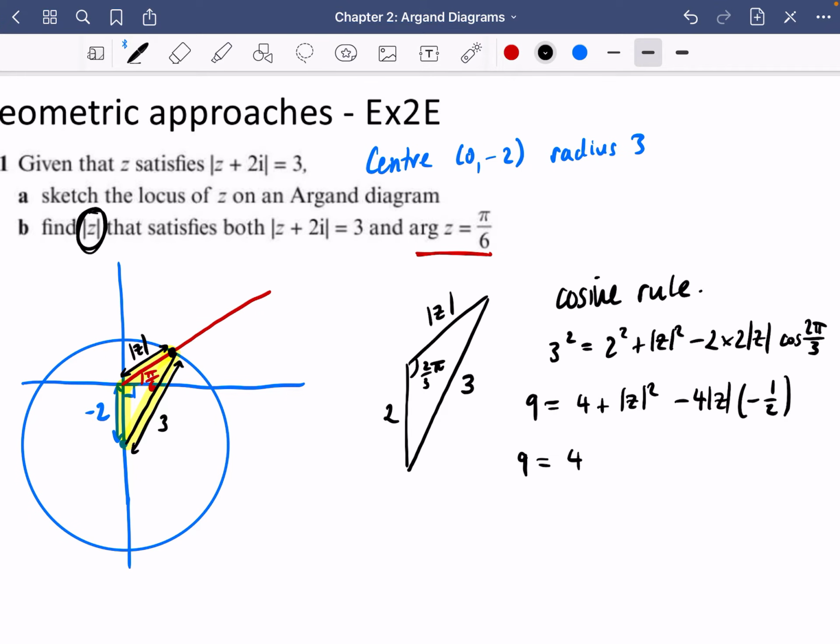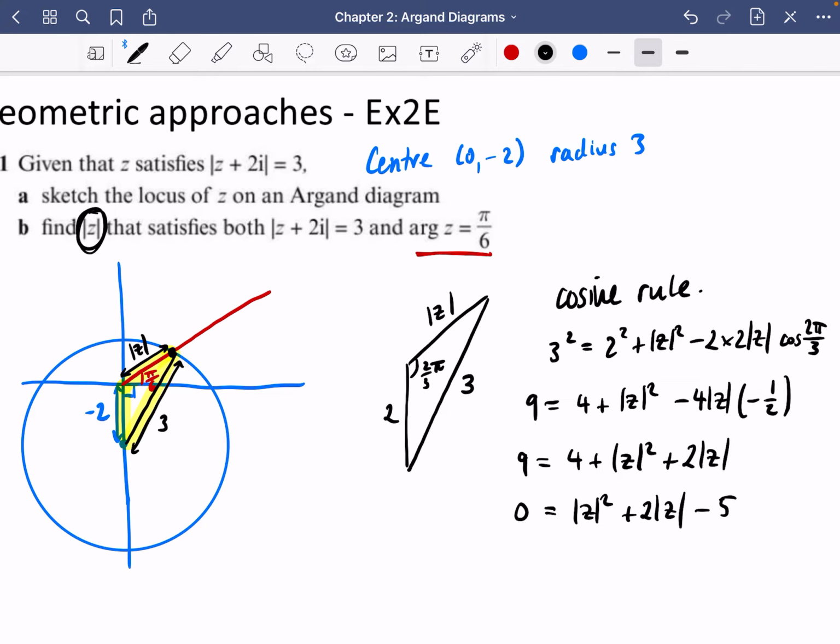So 9 equals 4 plus the modulus of z squared, -4 times -1/2 is just 2, plus 2 times the modulus of z. So this is just a quadratic. We've got modulus of z squared plus 2 times the modulus of z minus 5.